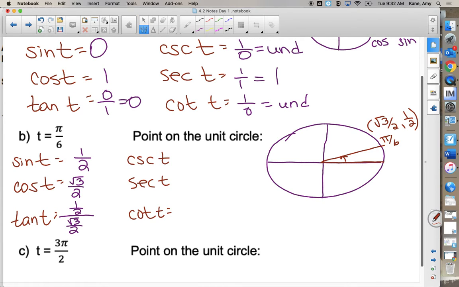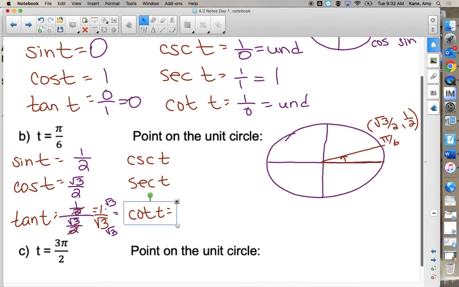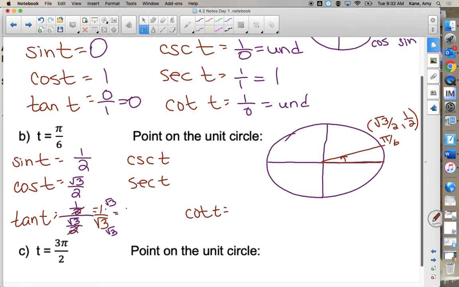Square root of 3 over 3. So she said square root of 3 over 3. So my 2's cancel, leaving us with 1 divided by the square root of 3. And when you rationalize that, we end up with the square root of 3 over 3. So the 2's cancel, the denominators are the same. We end up with 1 over the square root of 3, which is really the square root of 3 over 3.